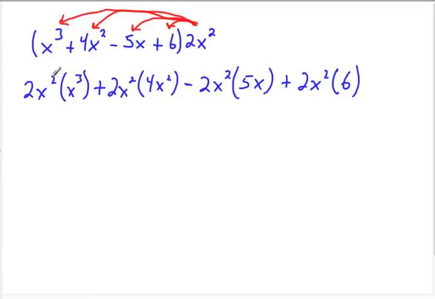So we're going to add these exponents, so 2x to the 5th. Here we need to multiply the coefficients to get 8, and then we add the exponents to get x to the 4th. Here we multiply the coefficients, so negative 2 times 5 is going to be negative 10, also known as minus 10, and then the x squared times x, adding the exponents gives us x cubed, and then this last one here, 2 times 6 is 12, and then we have the x squared. And that's it for that. Let's move on to another one.